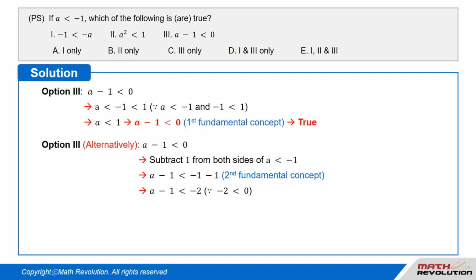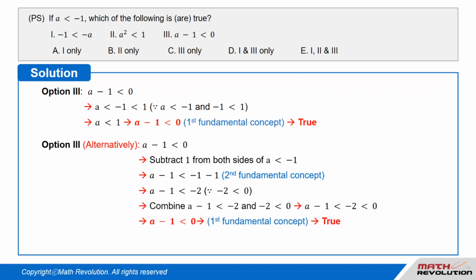Option 3. Alternatively, a minus 1 is smaller than 0. We know that a is smaller than -1. If we subtract 1 from both sides, we get a minus 1 is smaller than negative 1 minus 1, or a minus 1 is smaller than negative 2.